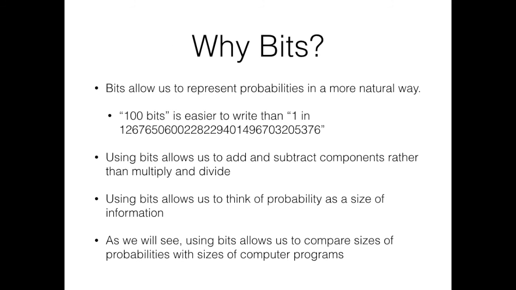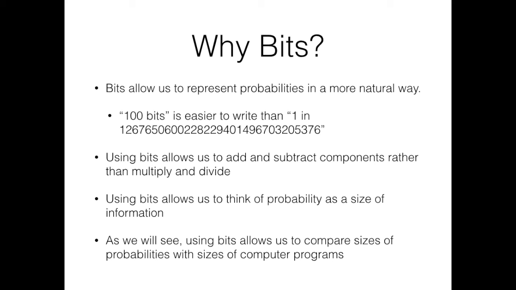But you might wonder, why are we doing this? Well, first of all, bits allow us to represent low probabilities in a much more natural way. It's a lot easier to say 100 bits than 1 in whatever that number is. And using bits allows us to add and subtract components rather than multiply and divide. It becomes a lot easier because of logarithm rules: we can use addition and subtraction rather than hairy multiplication and division problems.